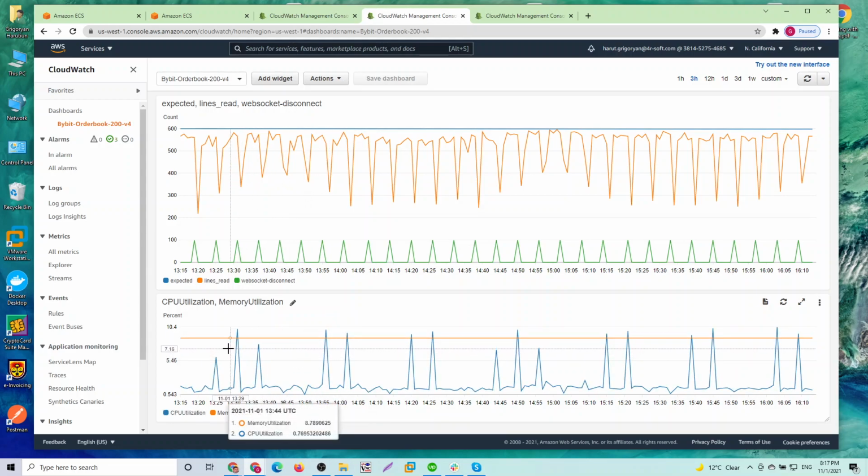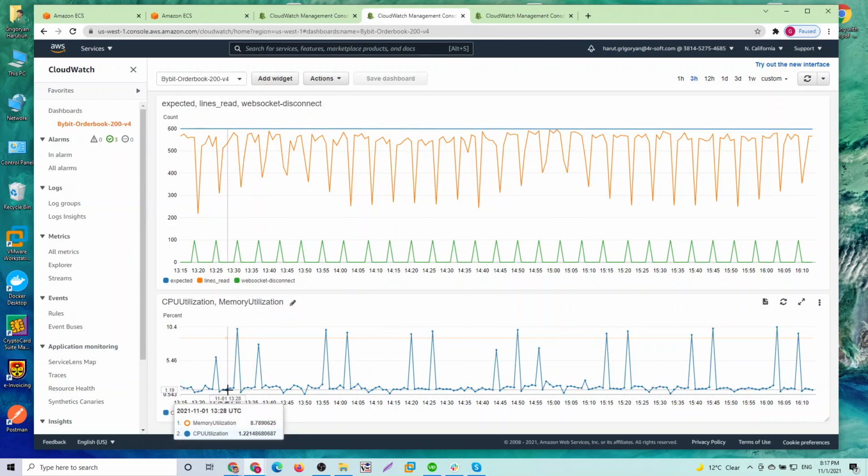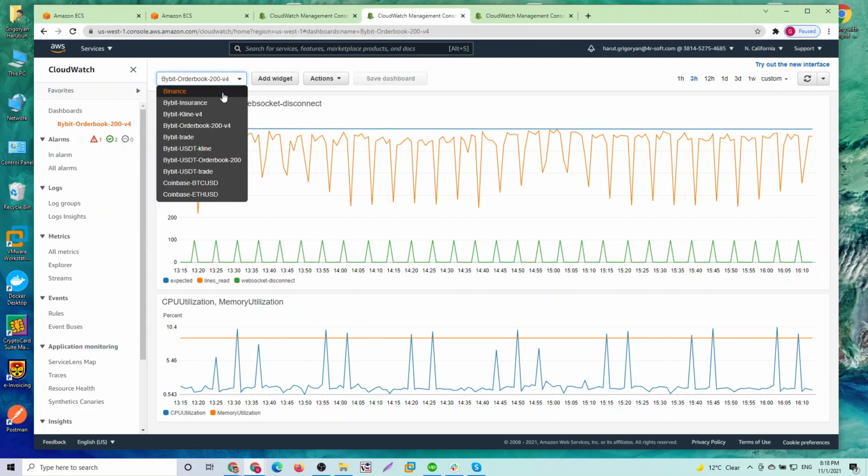And this shows the utilization of RAM and CPU. So this is memory utilization, which is about 9%, and this is a constant value, and this is CPU utilization, which jumps between almost 1% to 10%. Okay, and we have similar dashboards for all the tasks that we are running.